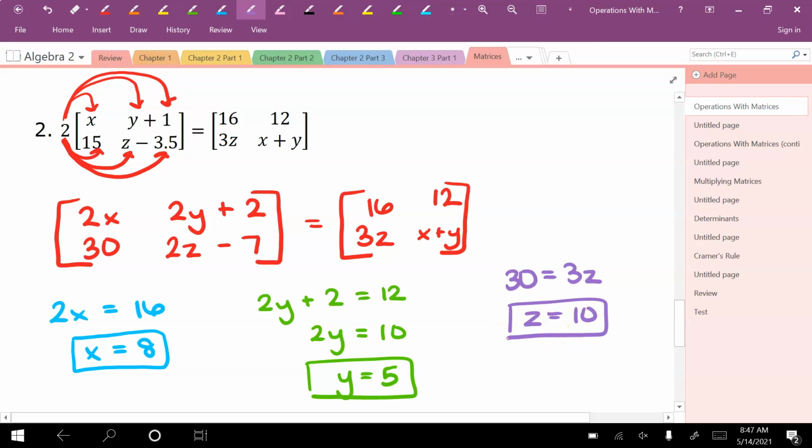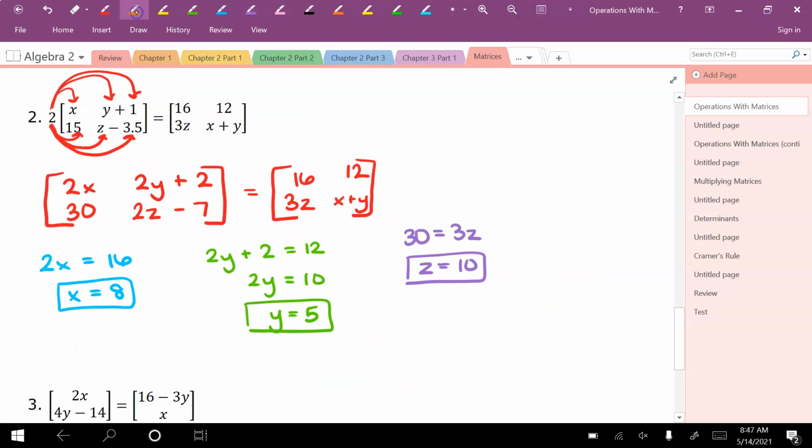Okay, so I got 8 for x, y is 5, and z I got 10. Now the last one, you don't really have to solve it, but you could use it if you just wanted to check and make sure that you did everything right. So that last one has a couple of variables. It has the z, and it has the x and the y. So really what I could do is take those values that I found for x, y, and z, plug them in, and just make sure that it still makes that matrix equal.